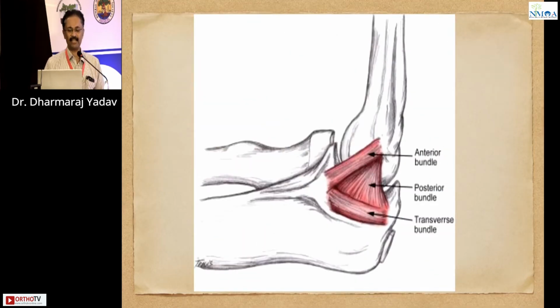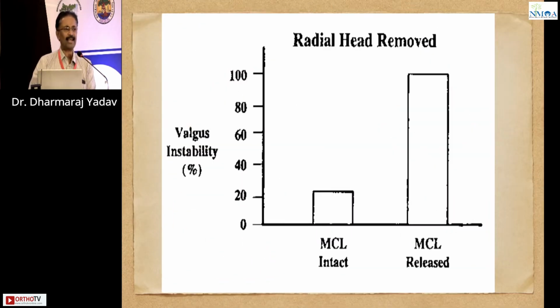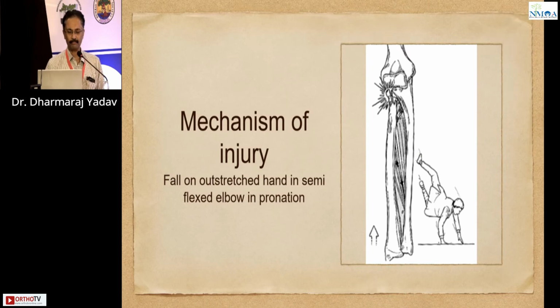Not to forget the medial side, which I just told you, the medial collateral ligament is the primary stabilizer of valgus instability. Because if you have a radial head removed or fractured, and you have an MCL intact, valgus instability is only 20%, whereas if you have the MCL gone, then the instability is around 90%. So you don't look at the radial head as only the radial head. Mechanism of injury, most of us know, is a fall on an outstretched hand, with a flexed elbow in a pronated position.